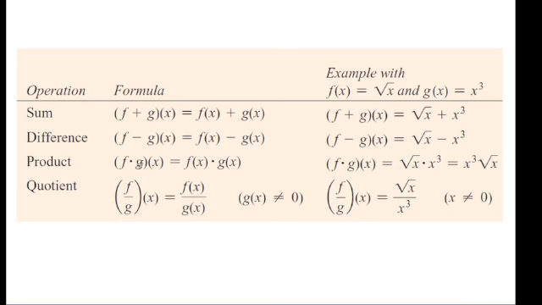F times g of x is f of x times g of x. So it becomes the square root of x times x cubed, which is normally written x cubed times the square root of x, with the radical part last. The quotient of f divided by g of x is f of x divided by g of x, and of course g now being in the denominator cannot equal 0. So it would become the square root of x over x cubed, but x cannot equal 0 because x equaling 0 would make the denominator equal 0.